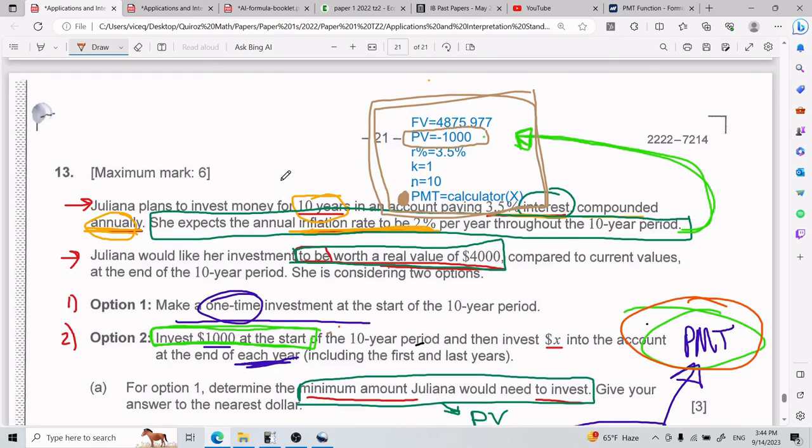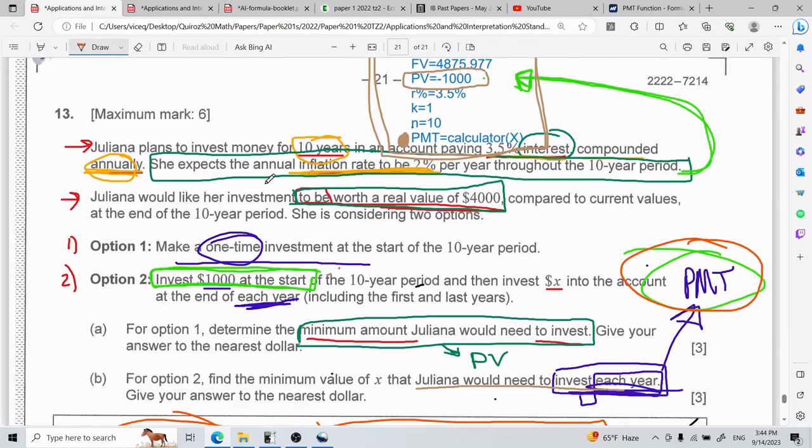So that, ladies and gentlemen, would be number 13, and that would be paper 1, 2022, if I'm not mistaken, time zone 2. I hope it helped. Take it easy.